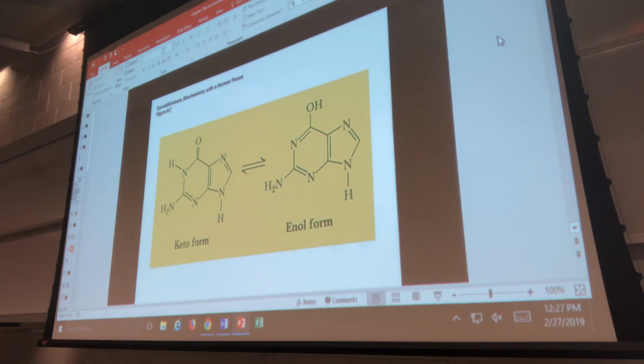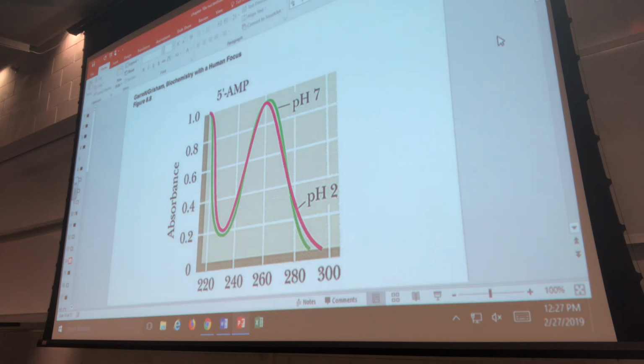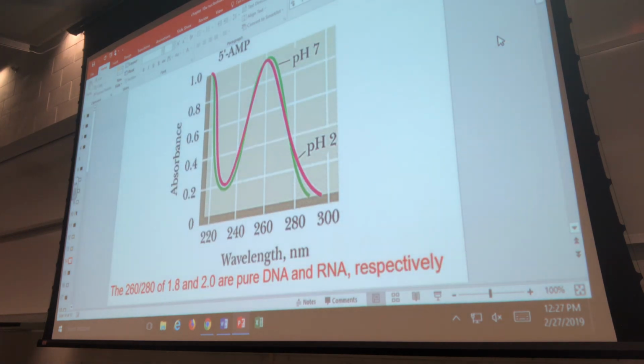Moving along, for your purines, this is what keto and the enol form look like. Same thing, keto is preferred. All right, so going a little bit out of order, the second property that's important in terms of nitrogenous bases is the fact that they absorb UV light.